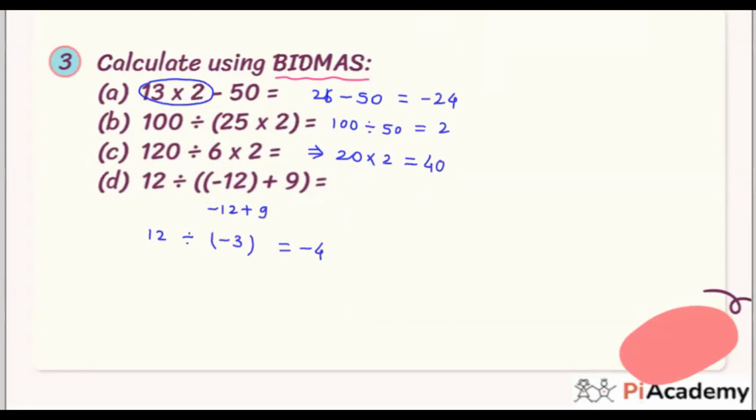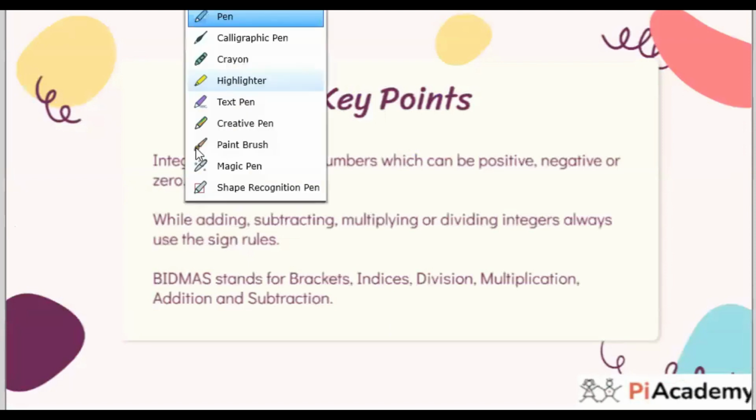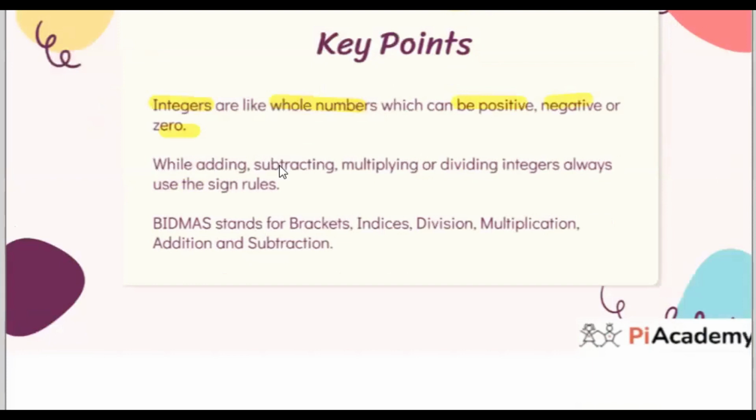Perfect. So let's learn the key points of this session. Today we learned a lot about integer operations and the BIDMAS. First, an integer can be positive, negative, or zero, and it should be a whole number. Next, while adding, subtracting, multiplying, or dividing, integers always use the sign rule, whatever we have seen in the table. And BIDMAS stands for brackets, indices, division, multiplication, addition, and subtraction.